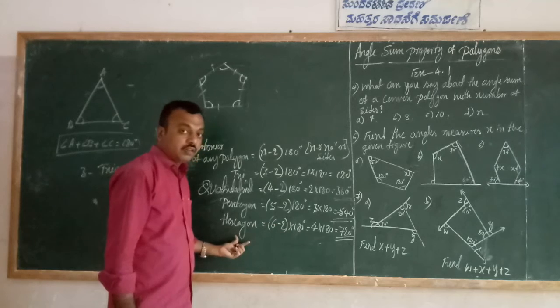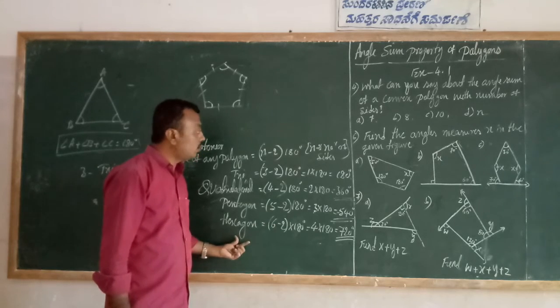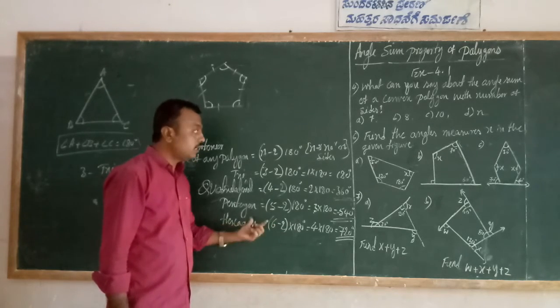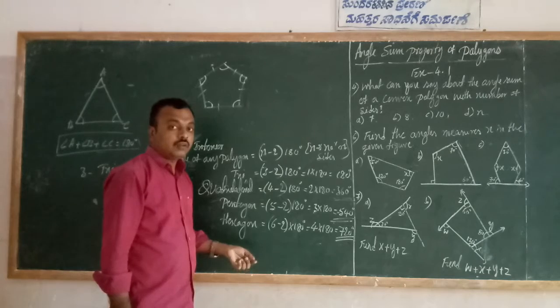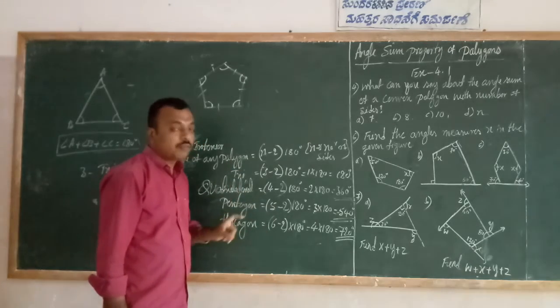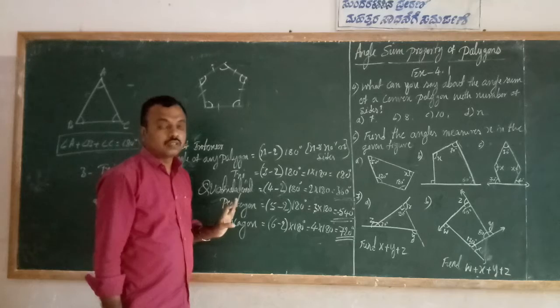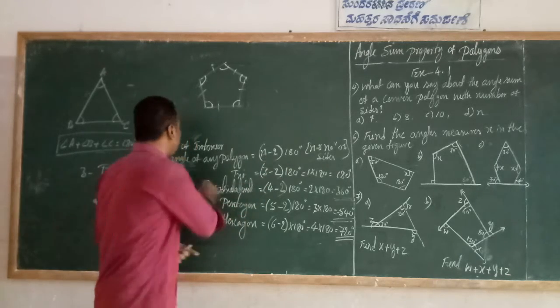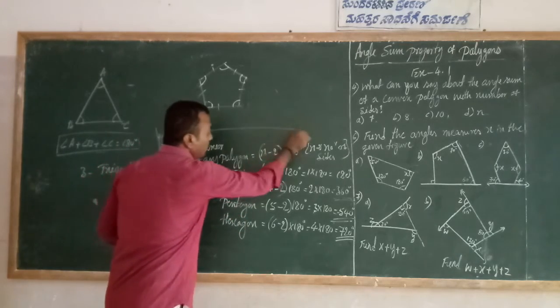Like that, octagon: n is 8. 8 minus 2 is equal to 6. 180 times 6 is 1080, correct? 1080 degrees. So like that, we have to find the angle sum property of any polygon. It is a very beautiful formula. This formula you have to note in your notebook.